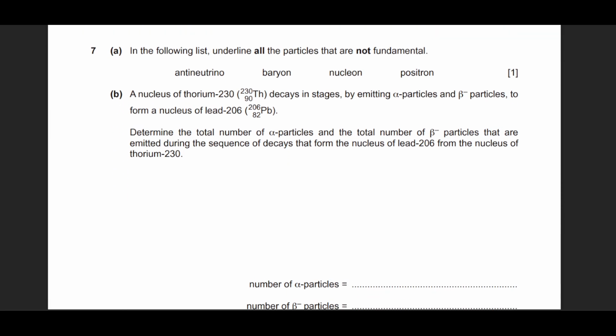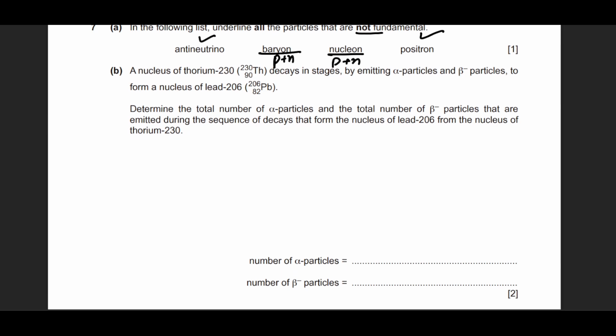Okay, all right. Question number 7 is from radioactivity, and primarily the whole question is about memory. So underline all the particles that are not fundamental. Antineutrino is a fundamental particle, so we can't underline this. A boron is a family that has protons and neutrons, right? So this is not fundamental, so this will be underlined. Nucleon, again, is not fundamental, it contains protons and neutrons. And positron is a fundamental particle that belongs to leptons, right? It's a fundamental family.